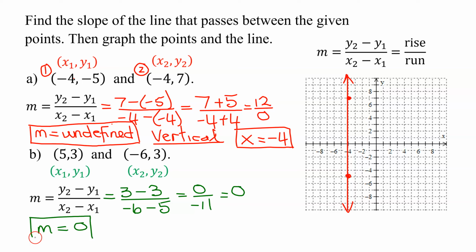And let's graph these points to see what kind of line we get in this case. First point, 5, 3. So x is 5, right 5, up 3. Next point, negative 6, 3. Start at the origin, 6 to the left, and up 3. And if I graph that line, what kind of line am I going to get? I get a horizontal line. So in this case, we have a horizontal line.